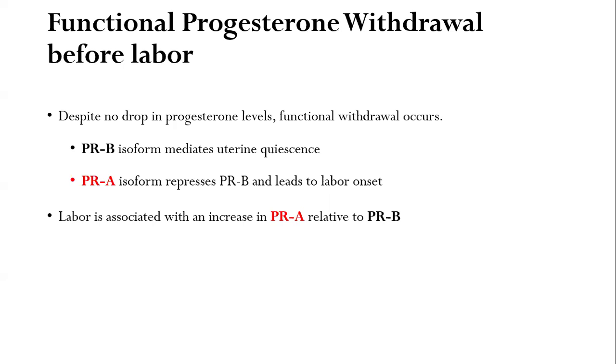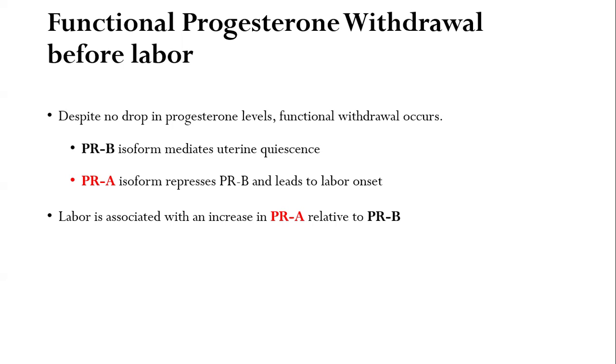Now, before the labor, there is a functional progesterone withdrawal. Despite no drop in the progesterone level, there is a functional withdrawal of the progesterone. Now, how does this occur? Basically, there are two isoforms of the progesterone receptor, A and B. Progesterone receptor B isoform is responsible for maintaining the uterine quiescence, whereas progesterone receptor A isoform leads to labor onset, and isoform A represses isoform B, and this in turn leads to labor onset.